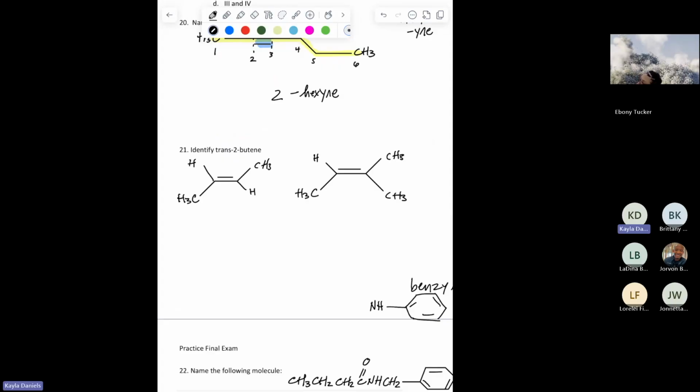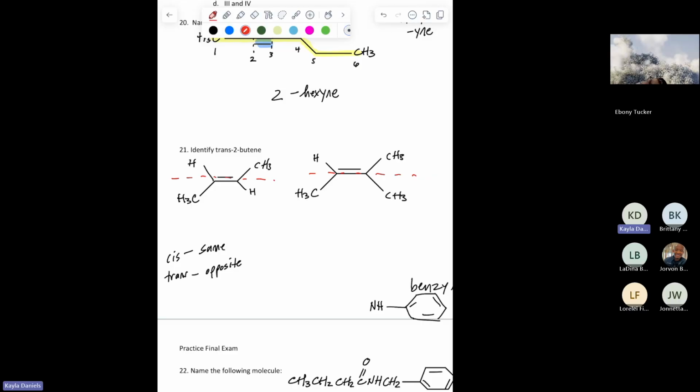All right, here we have to identify trans-2-butene. Cis and trans: cis is going to be on the same side, trans is going to be on the opposite side, and we're talking about the opposite side of that double bond. So if we draw an axis through our double bonds, this is what I see.